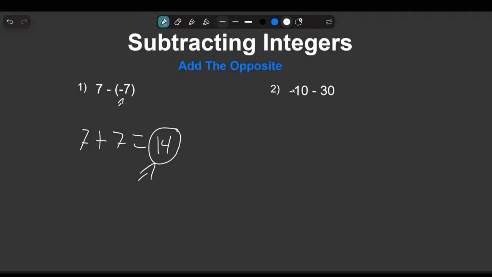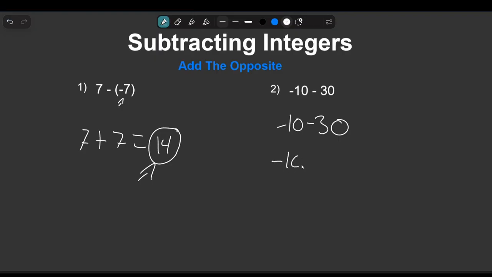So let's go over to our second example where we have minus 10 minus 30. This one is a bit different from this one because we don't have the parentheses like this. So this one, I find it a lot easier. So we have minus 10 minus 30. If you can read right here, it says add the opposite.